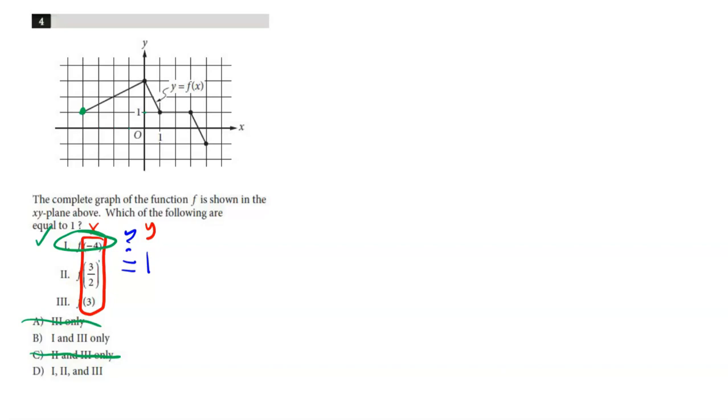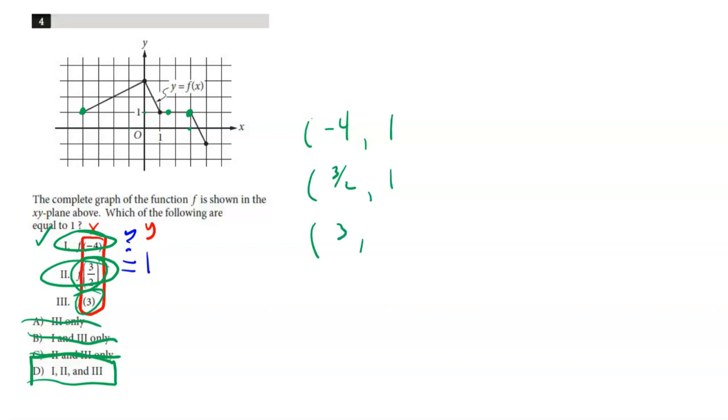The next one says, what about when you put an input of 3/2 or 1.5? An input of 1.5 is right there, which is also worth 1. So we know that 2 works. That wipes out B. What we're left with is D. Let's double check and make sure that the third one works. When I input that 3 right here at f of 3, it looks like the y value is also 1. So basically, when you plug these x values in, they all have a 1 for the y value. All of those points are on there. So the correct answer here is D.